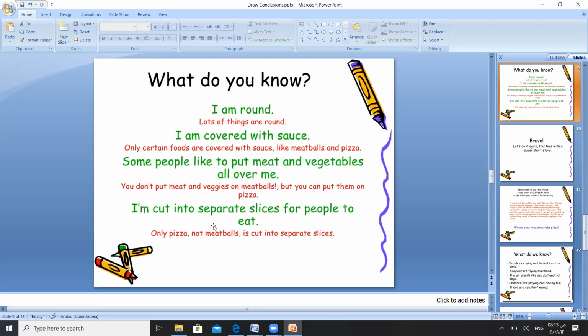I'm cut into separate slices for people to eat. Only pizza, not meatballs, is cut into separate slices. So here the red lines, girls, is what? It is my information about the thing. This is my knowledge about the things that we are talking about. So when we want to draw a conclusion, we can use what we already know, our knowledge about the thing that we are talking about, or we can use what we are reading in the story. And the 2 examples that I gave you now are about the thing that you know, your knowledge.